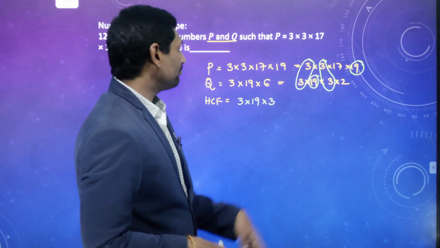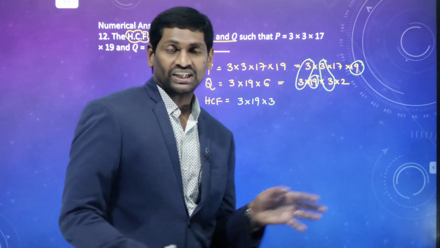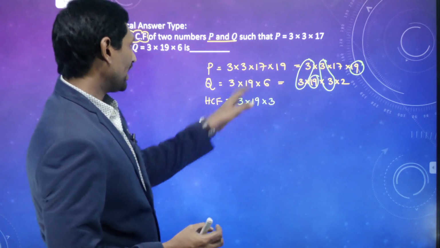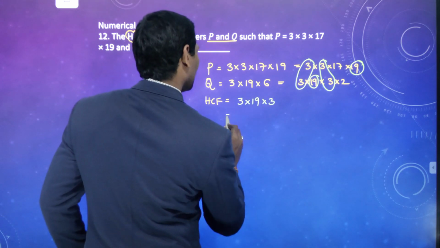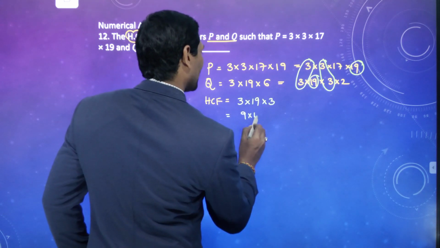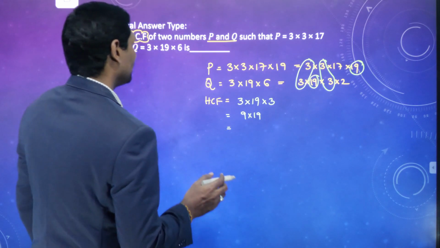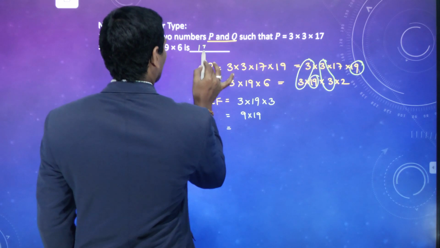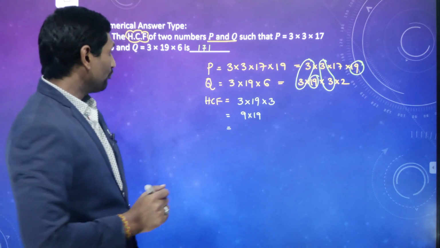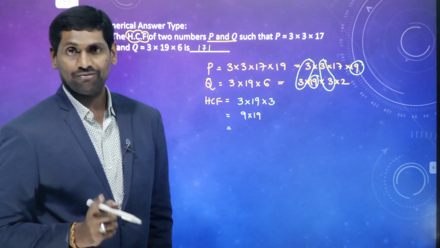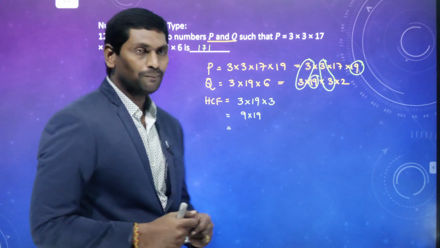And what are the remaining numbers? 17 and 2. Both are different primes, so we cannot take them as common factors. So the only common factors are 3 into 3 into 19. 3 3s are 9, 9 into 19, which is nothing but 171. Therefore, the HCF of both of the numbers is 171. Okay. So let us move on to the next problem.